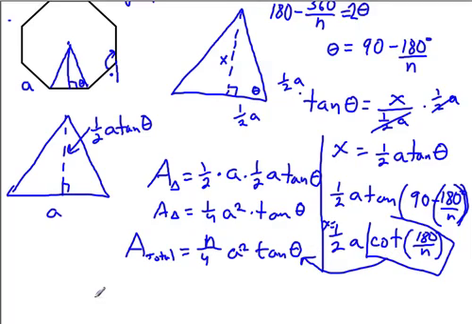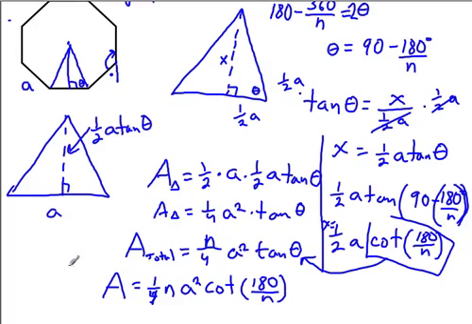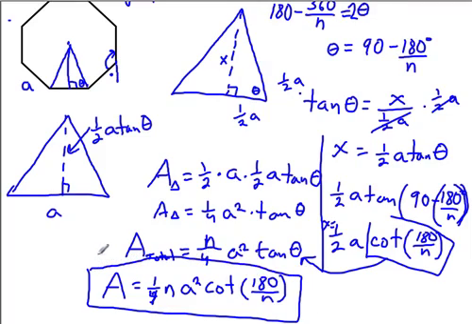So the area of any regular polygon is a quarter times n times a squared times cotan 180 over n. You can verify that on a calculator with a square or a pentagon, and you'll see that this works every time. This is a general formula for any regular polygon.